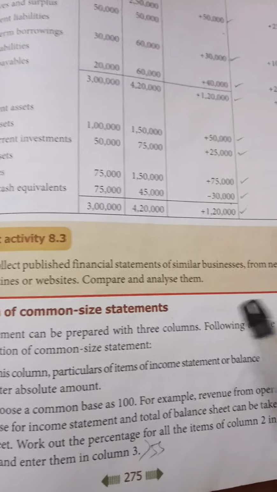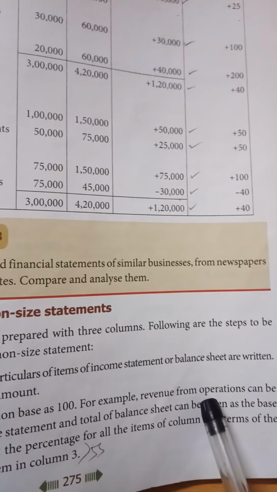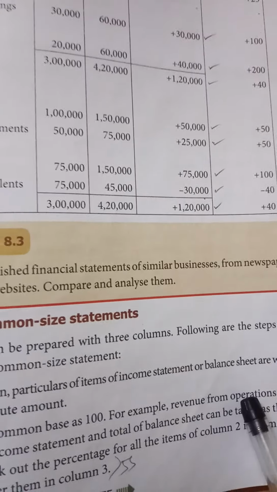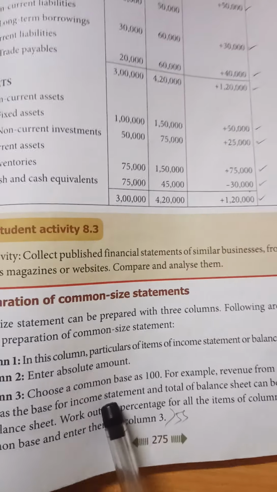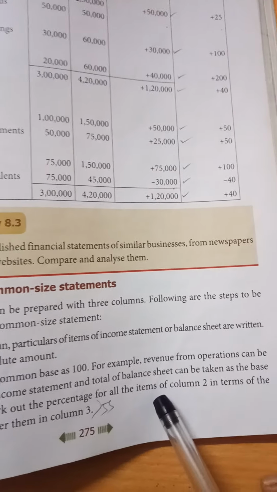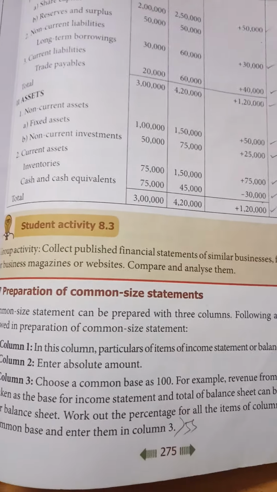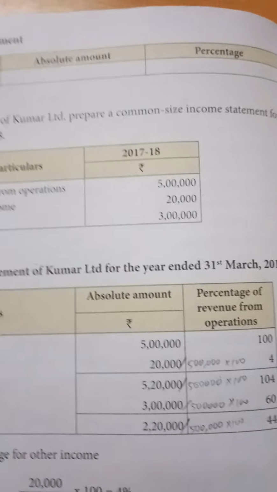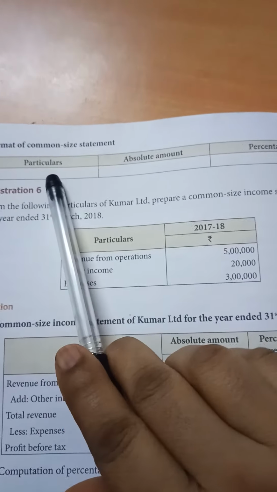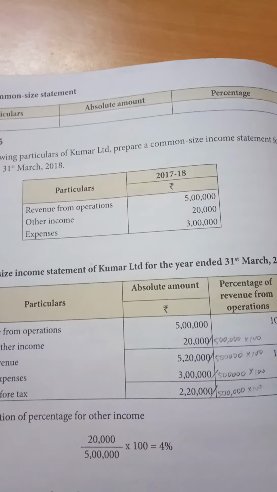So here, if it is income statement, then we'll have revenue from operations as the common base. And if it is the balance sheet, you can either take out the percentages of the total of your liabilities or the total of your assets as the base, because both assets and liabilities will be always equal. So this is the format of how the common size statement should be. That is, first column will be particulars, second column will be absolute amount, the third column is the percentage that we are going to calculate.